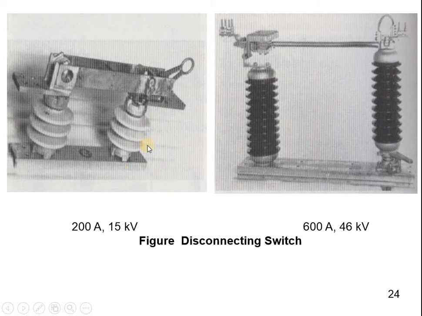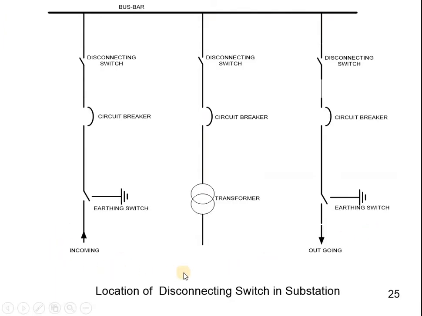So these are pictures of the disconnecting switch. This is the rating for 200 ampere 15 kilovolt and this is the rating for 600 ampere and 46 kilovolt. This is a single line diagram of the location of the disconnecting switch in a substation. So here is the bus bar. Here we are using the disconnecting switches.